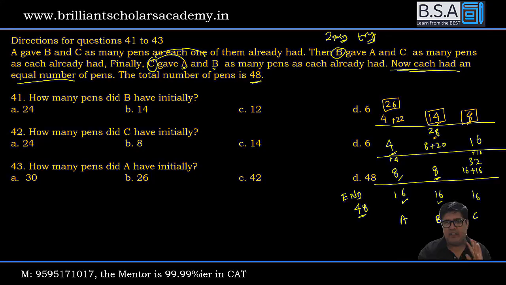You can answer everything now. How many did they lose in round 2, round 1, overall, or how many pens did they start with? Everything can be answered with this approach. How many pens did B initially have? 14.